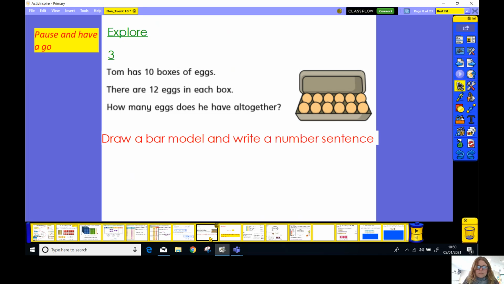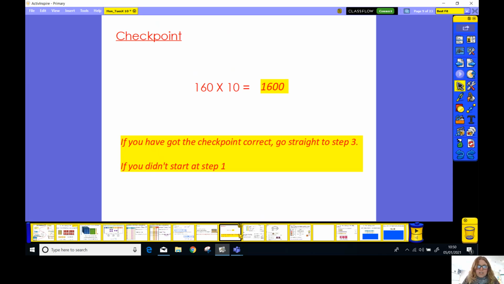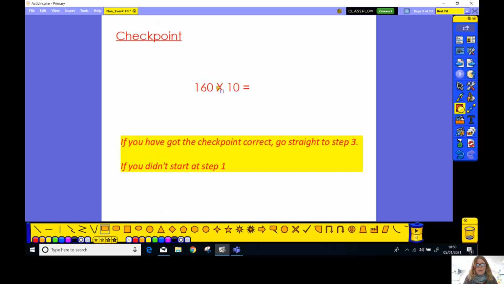Well done. Now later on I need you to take a picture of your work there. So we're going to have a look to see if you've understood that and you've done that independently. Let's have a go at our checkpoint question now. Our checkpoint question. Oh dear, I've just remembered I hadn't covered it up. Let me give you a different one.